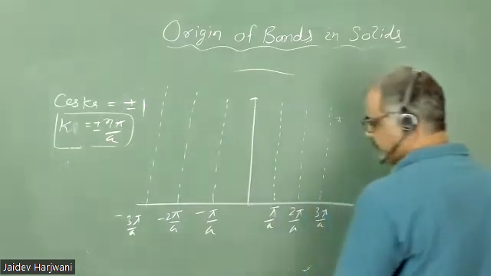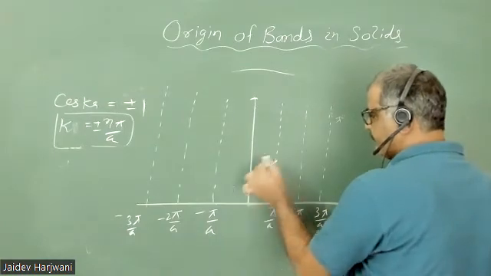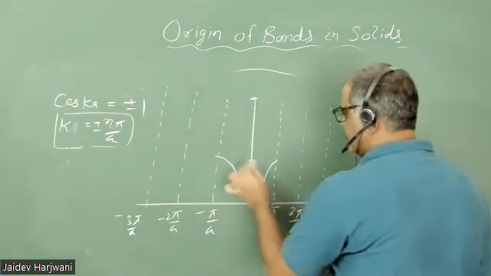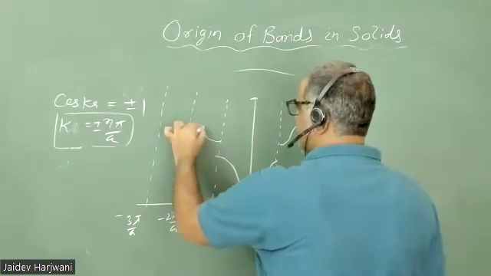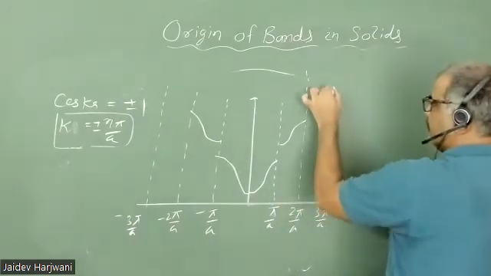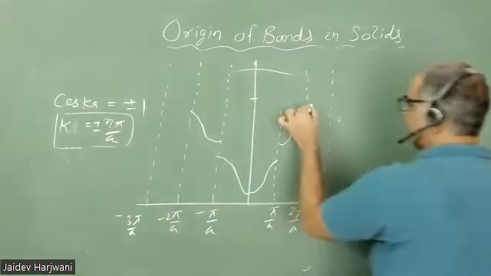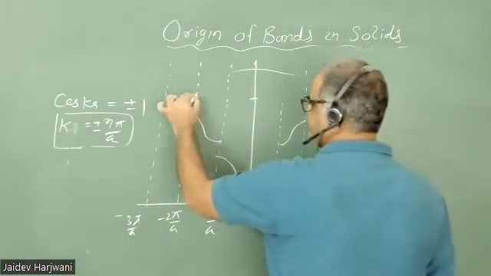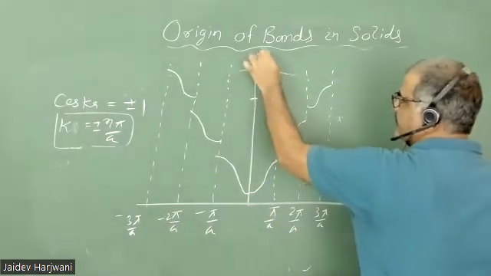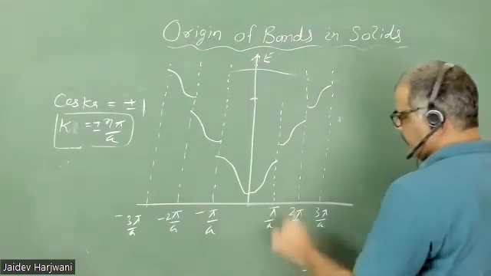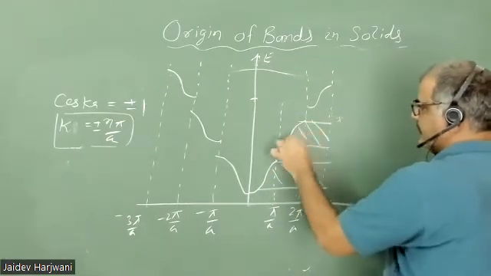If you plot the graph, you have allowed energy values, then you have discontinuity, and then you have again the allowed values. So this is your E-k diagram. And these are the bands, allowed bands.